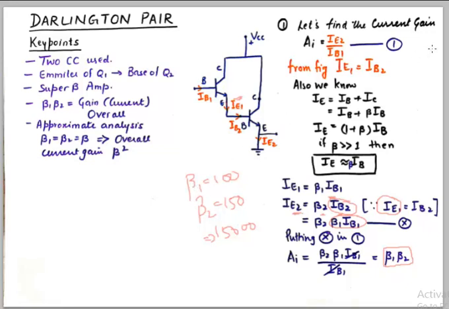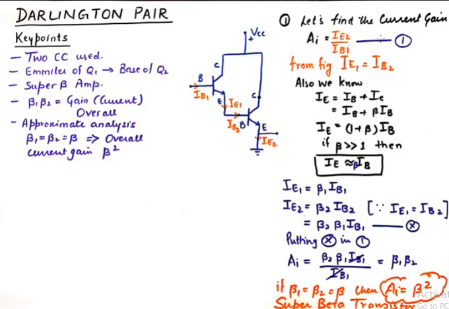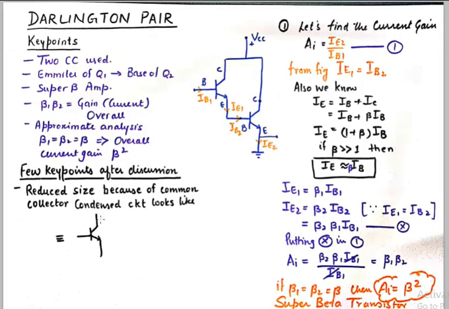This was an easy approximate analysis of the Darlington pair, taking into account the simplicity of the structure of this amplifier. Now let's discuss a few more key points. Again I mentioned if beta 1 is equal to beta 2 is equal to beta, then the current gain becomes beta square. The reduced size of this amplifier is an advantage because of the common collector condensed circuit. It looks like one BJT.